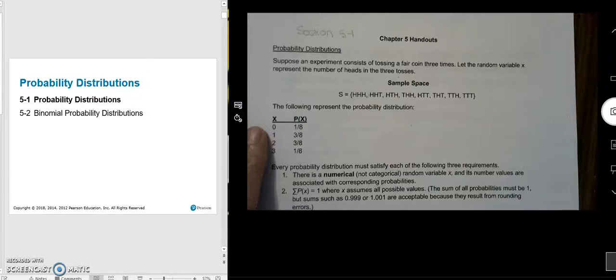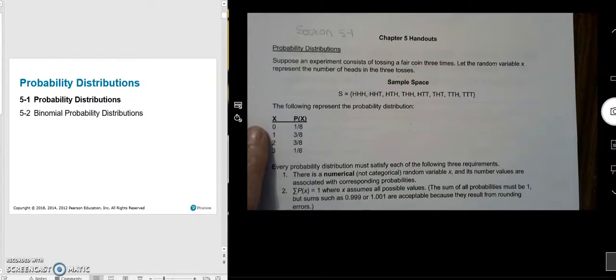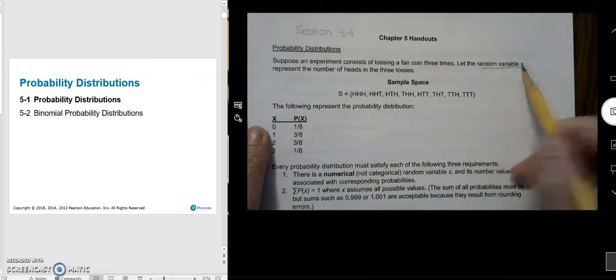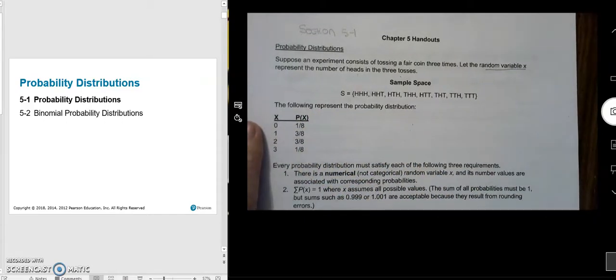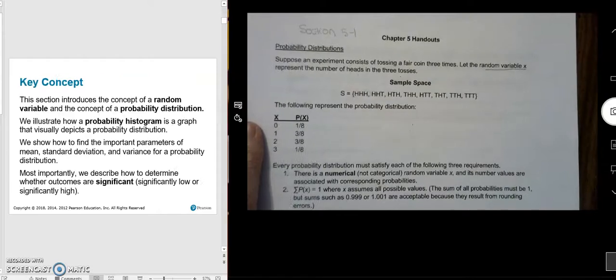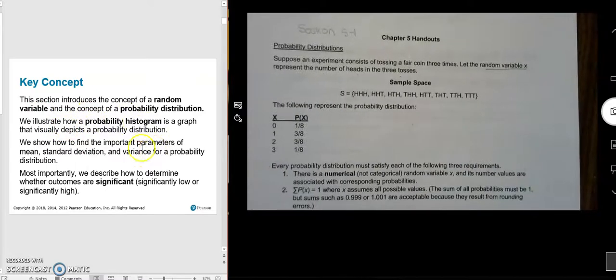Okay, so this is section 5.1. We're going to be talking about what a random variable is, like this example right here, and then what a probability distribution is. Those are the main topics of this section. They also talk briefly about probability histograms. Honestly, I don't normally cover that, but that would just be a graph of the probability distribution. Later on, we'll talk about how to find the mean, the variance, and standard deviation of a probability distribution. That's towards the bottom of the page. And then we'll talk about significance.